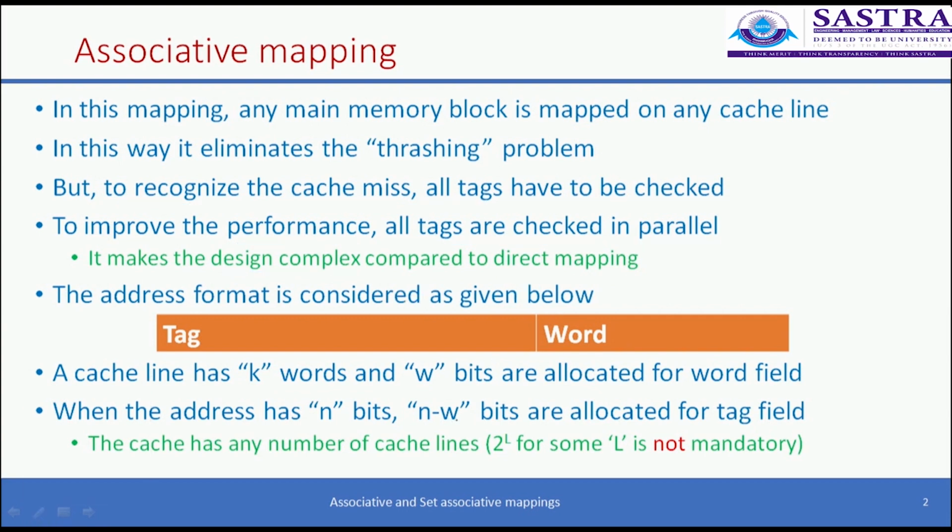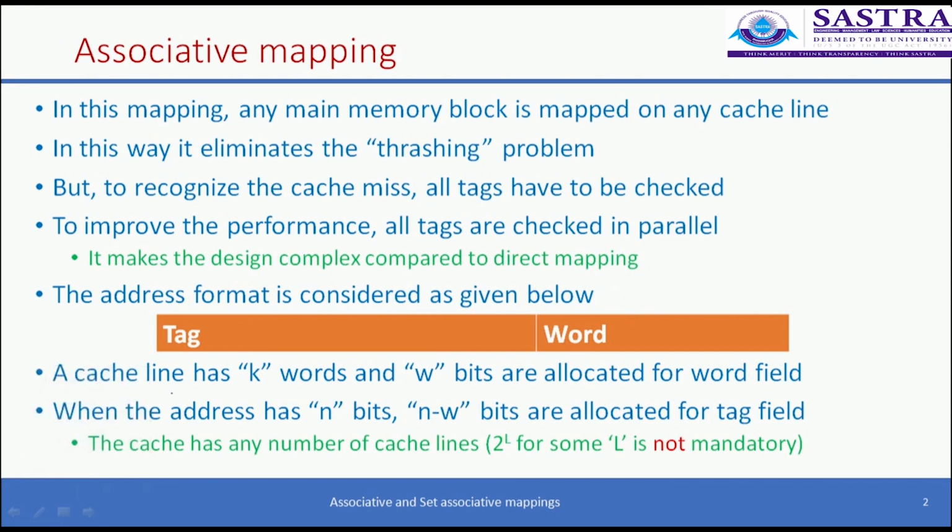The address format of fully associative mapping is considered as given below. Tag, word, only 2 fields are available. In direct mapping, 3 fields are available: tag, line and then word. But here only 2 fields are available. First field is the tag field, the second field is the word field.